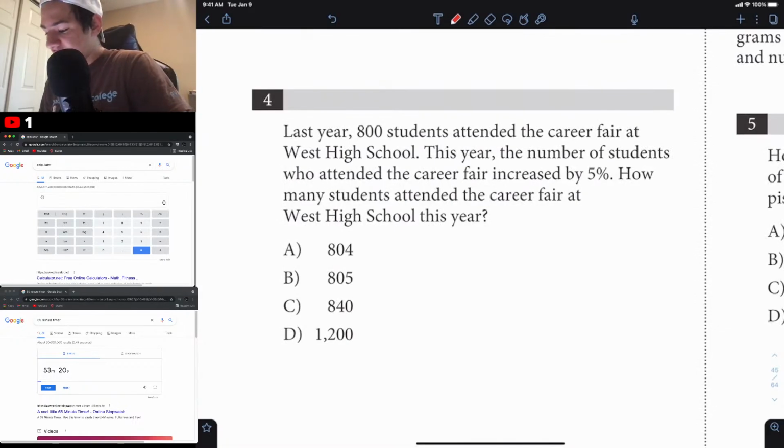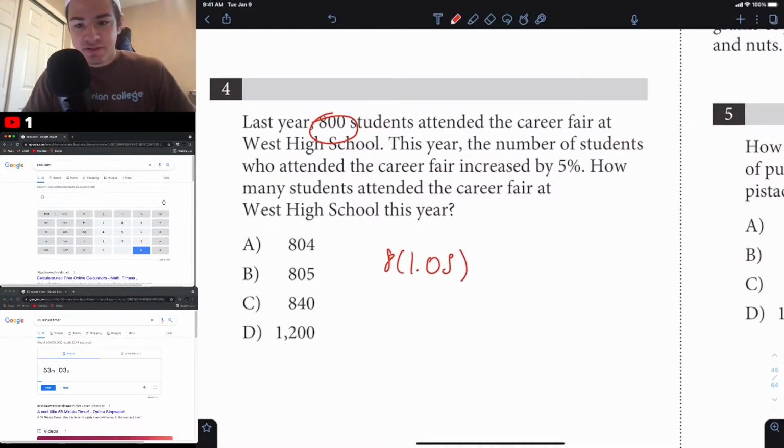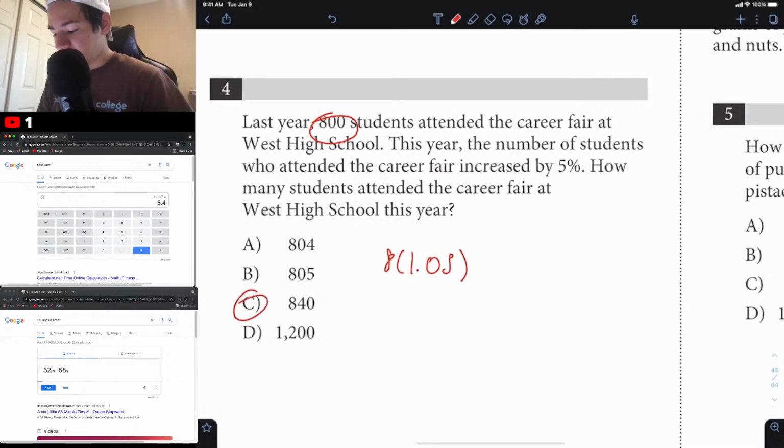Last year, 800 students attended the career fair at West High School. This year, the number of students who attended the career fair increased by 5%. How many students attended this year? So just increase 800 by 5%. We can do that by multiplying by 1.05. We have that 1 there because we're increasing. So let's do 8 times 1.05 in the calculator, and we get 8.4 or 840. Well, it should be 840, but I forgot to do 800. I don't know why I did 8. 800 times 1.05. Yep, 840. Awesome.